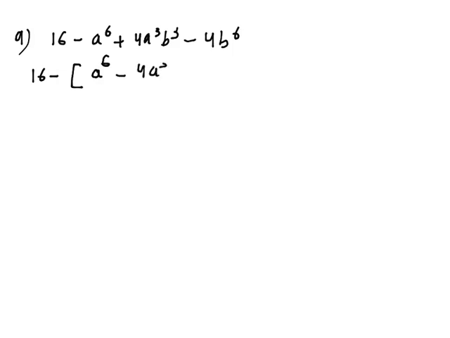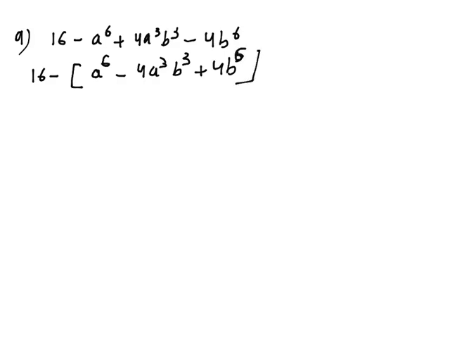One more example based on the previous concept. Here we have 16 minus a raised to the power 6 plus 4a cube b cube minus 4b raised to the power 6. So here what we can write, 16 minus, if I take minus as common, inside we will get a raised to the power 6. Here the sign will get changed. Here we will get minus 4a cube b cube and plus 4b raised to the power 6, sorry.